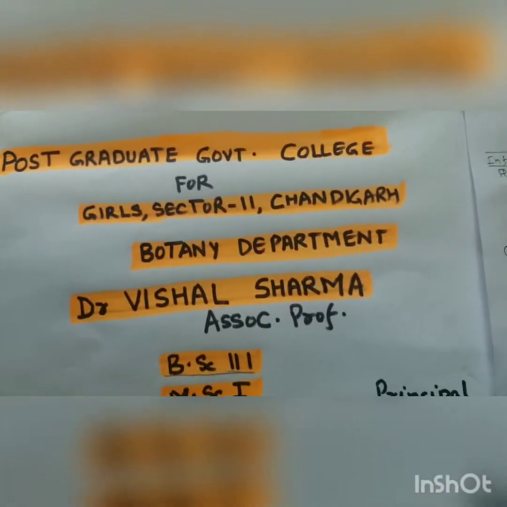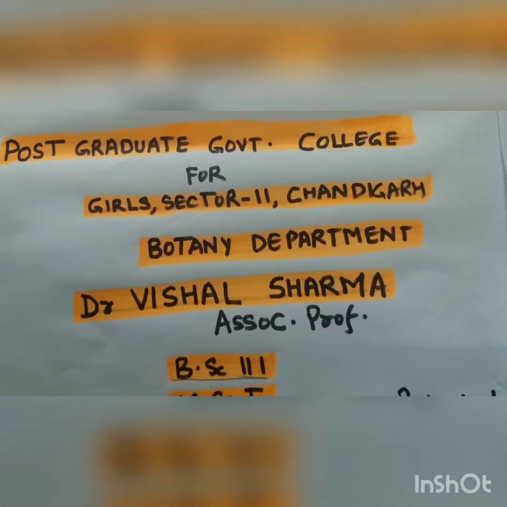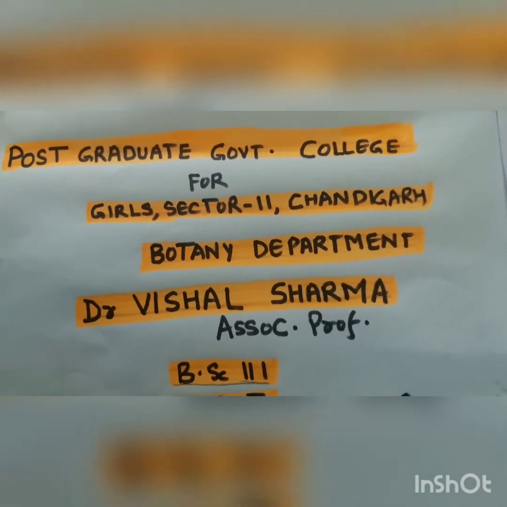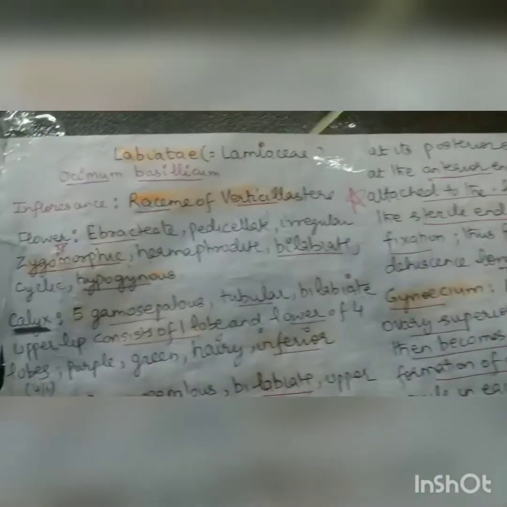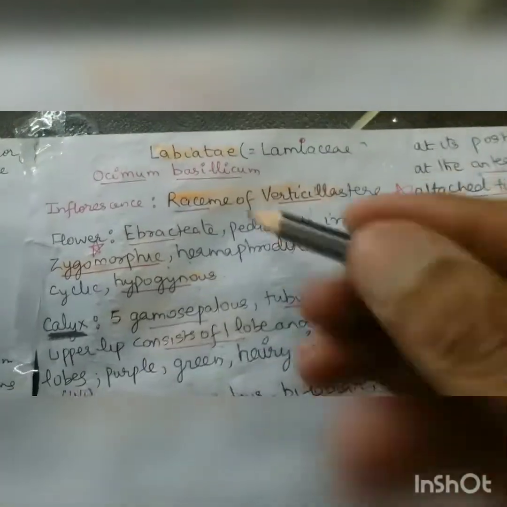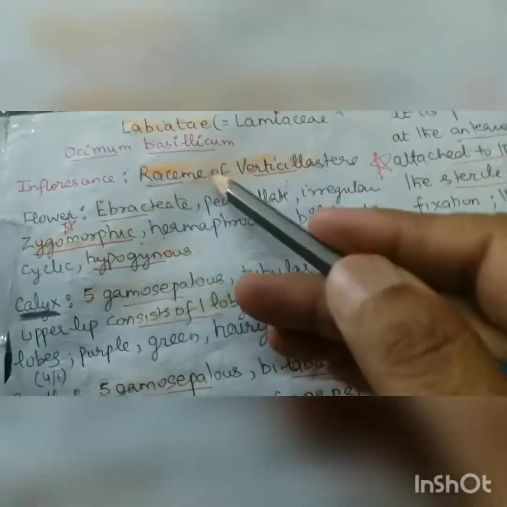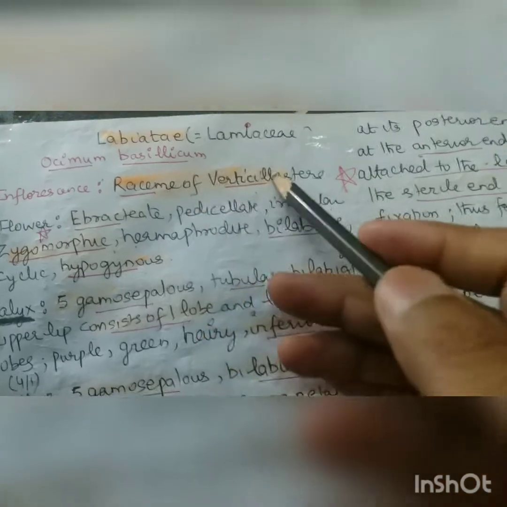Welcome back. Good morning, everybody. Today we are doing the family LABIATE, and this is a very important family, right? So I'm coming directly to the LABIATE, with which I will take the flower Ocimum, that is Tulsi. The inflorescence is the raceme of verticillasters. So what is raceme of verticillasters?